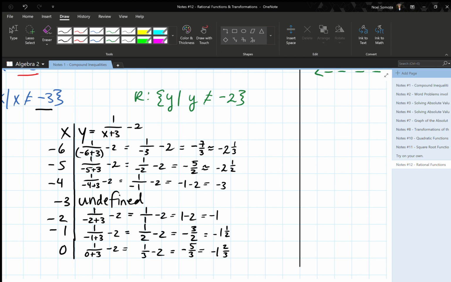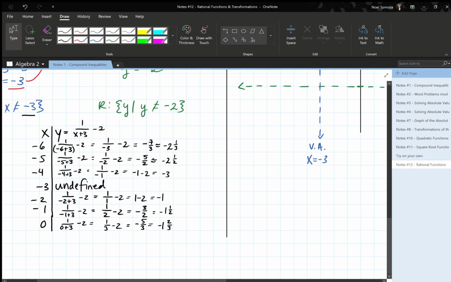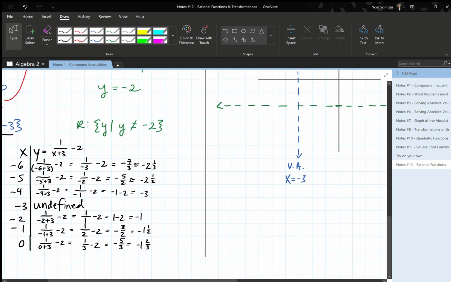All right, so now we're ready to graph. Let's move over here. At negative 6, I have negative 2 and 1/3. So I have to go 6 to the left, 1, 2, 3, 4, 5, 6, and then down negative 1, 2, and then 1/3, so a little bit lower than the negative 2. So I have a point right there.